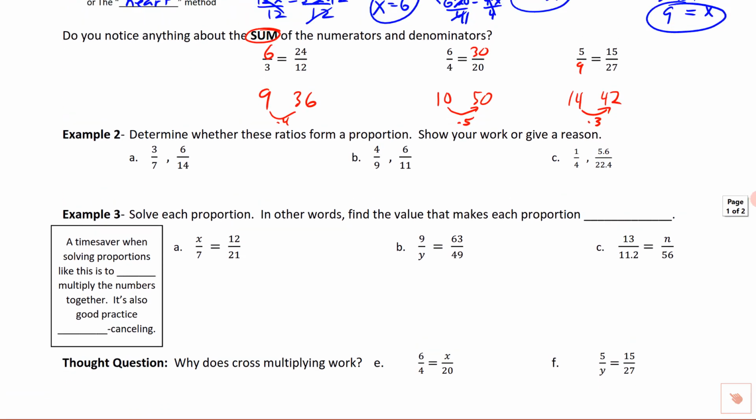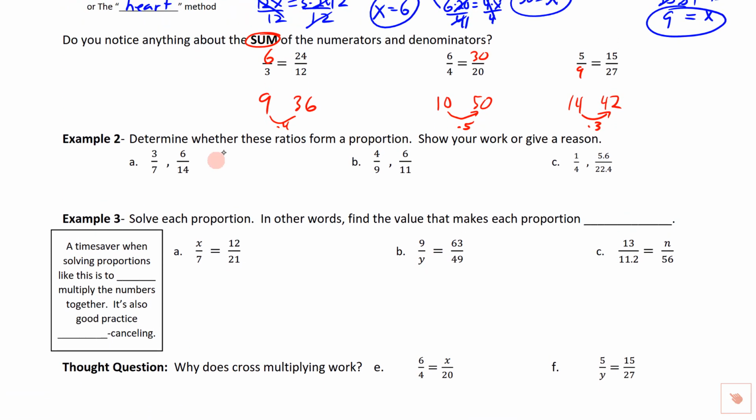So on today's assignment, it's going to be pretty simple. All you need to do is determine whether these ratios form a proportion, and then you need to show some work or give a reason for that. And you can use either that cross multiplication, or you can use the scale factor method. Either one would be just fine. So on this one, I'm going to use the scale factor method. Okay, you'll notice that we multiply by 2 here and we multiply by 2 here. So the answer on this one is yes, that's going to be a proportion.